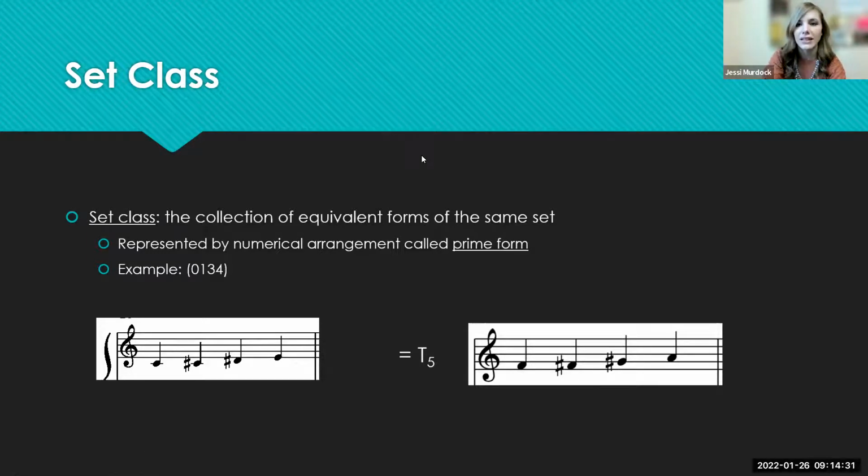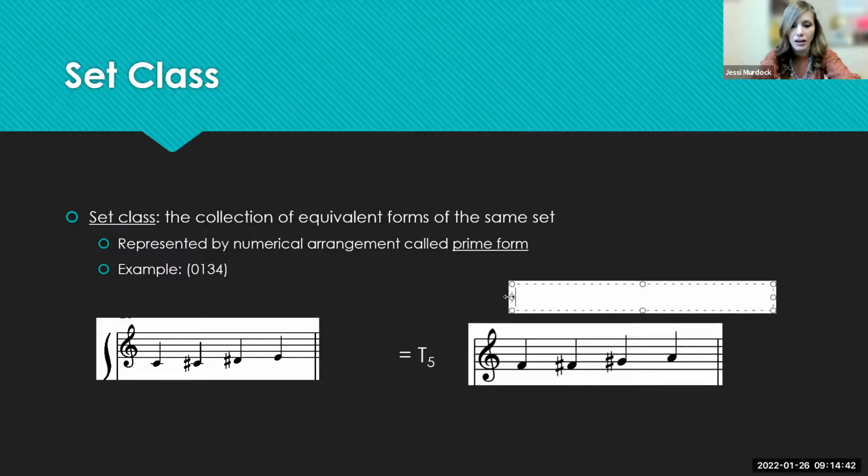Let's say we had just this one on the right as our set, and we were trying to find its prime form. If you knew the integers, you would probably think this was 5, this is a 6, this is 8, and A is 9. That's its integer representation for that set, but it's not its name. Its set class will always have to start with a 0.